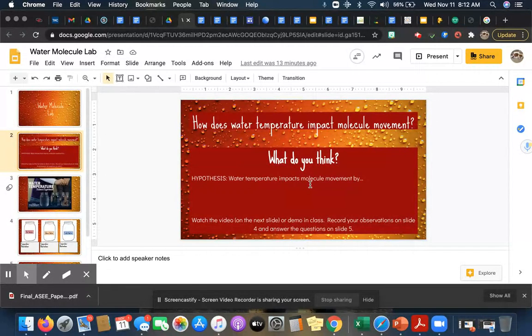by completing the sentence. So the sentence stem starts with, water temperature impacts molecule movement by, and then you're going to finish that sentence telling me what you think. There is no right or wrong answer here. This is just letting me know what your educated guess is.